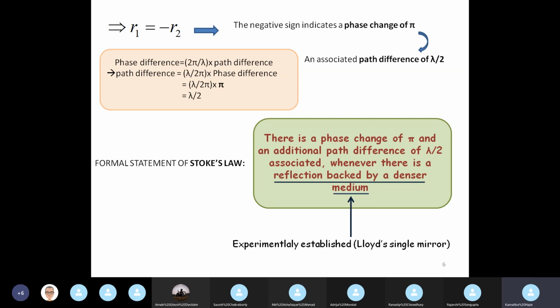Okay. So when we calculate the path difference, we have to keep this in mind and incorporate this additional path difference of lambda by 2. So if light is traveling in air and incident on say glycerine or glass and reflected back, then we have to incorporate the additional path difference of lambda by 2. If it is the other way around, it is traveling in glycerine and reflects back from the interface of air and glycerine, then no phase change. Clear? So this is the statement of Stoke's law. Any questions?